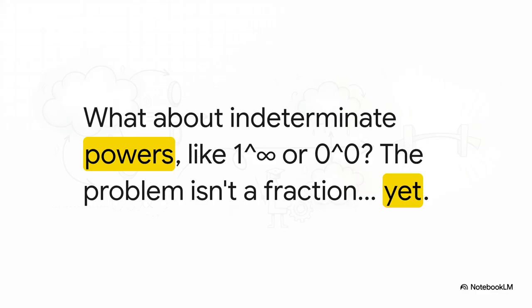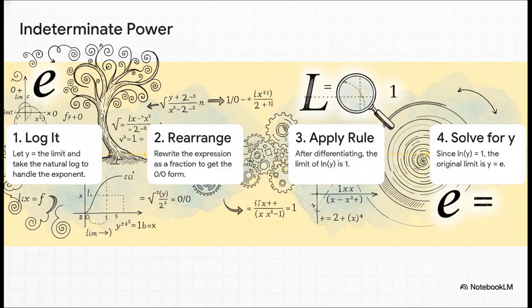All right, now for a real challenge. What if the problem doesn't even look like a fraction? Let's tackle an indeterminate power, the famous 1 to the infinity form. This famous limit is actually the definition of the number e, and it's in that weird indeterminate power form, 1 to the infinity. To crack this, we gotta use a clever logarithm trick.